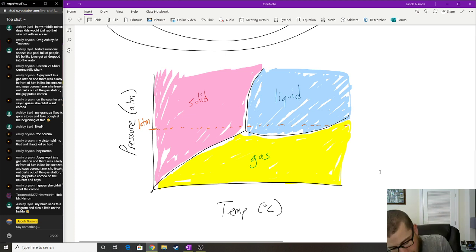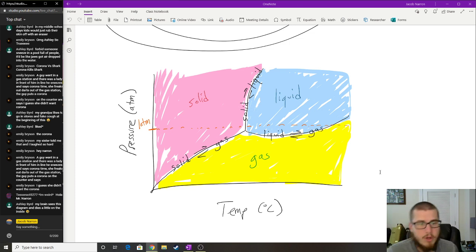Oh, yeah. So everything on this line down here could be both a solid and a gas. And look, here's that double arrow we like, in equilibrium with one another. Everything on this line up here is going to be a solid and a liquid. They're going to be in equilibrium with one another. Everything on this line down here is going to be a liquid and a gas. And once again, they are going to be in equilibrium with one another.